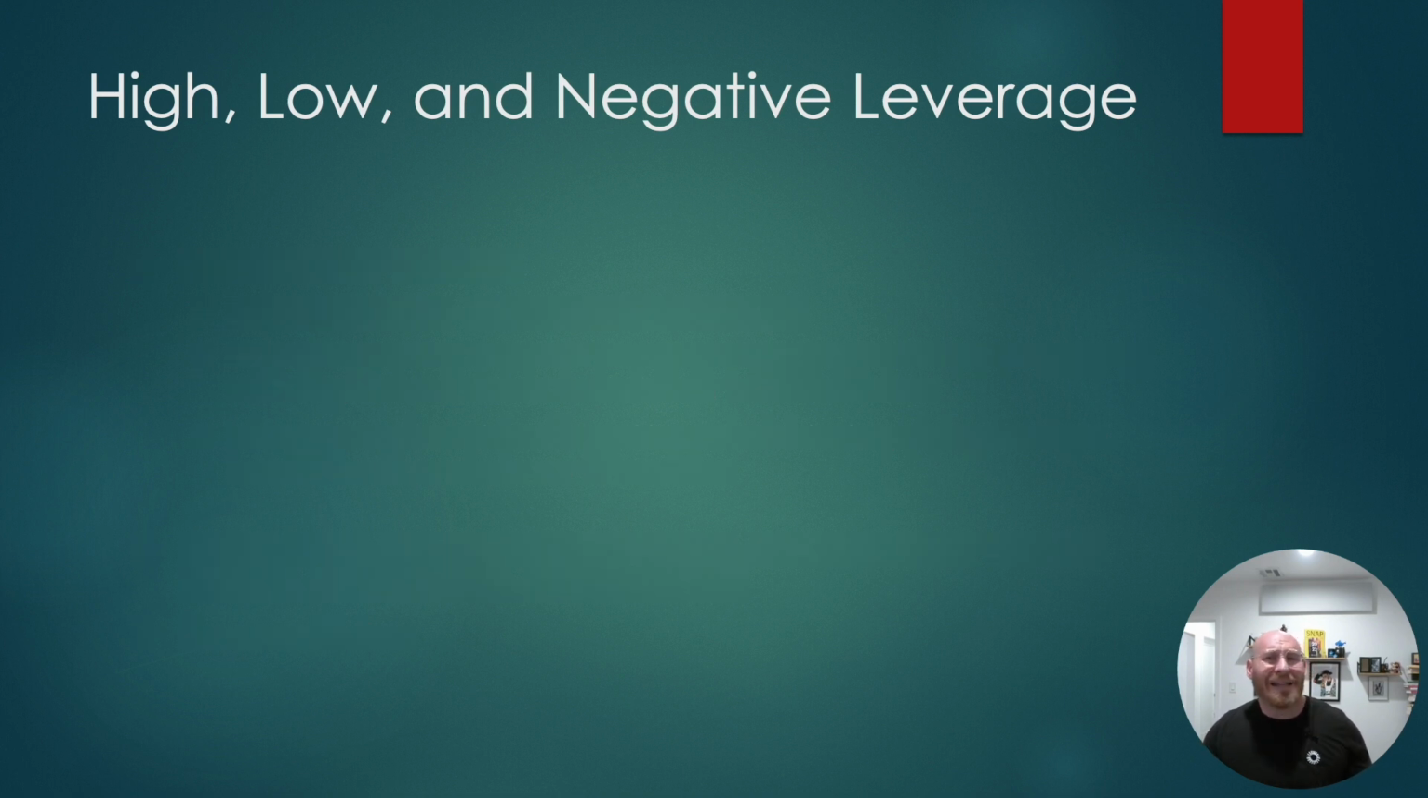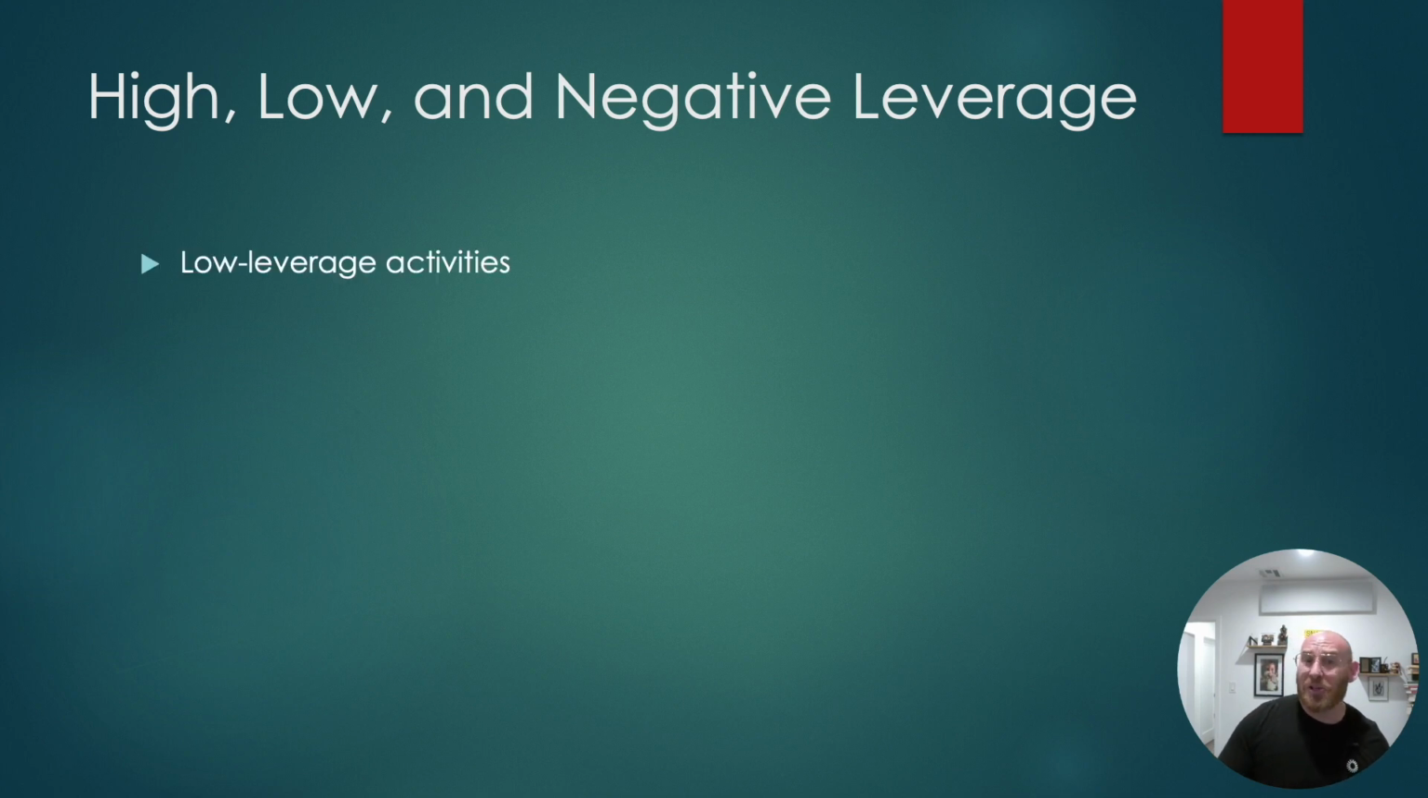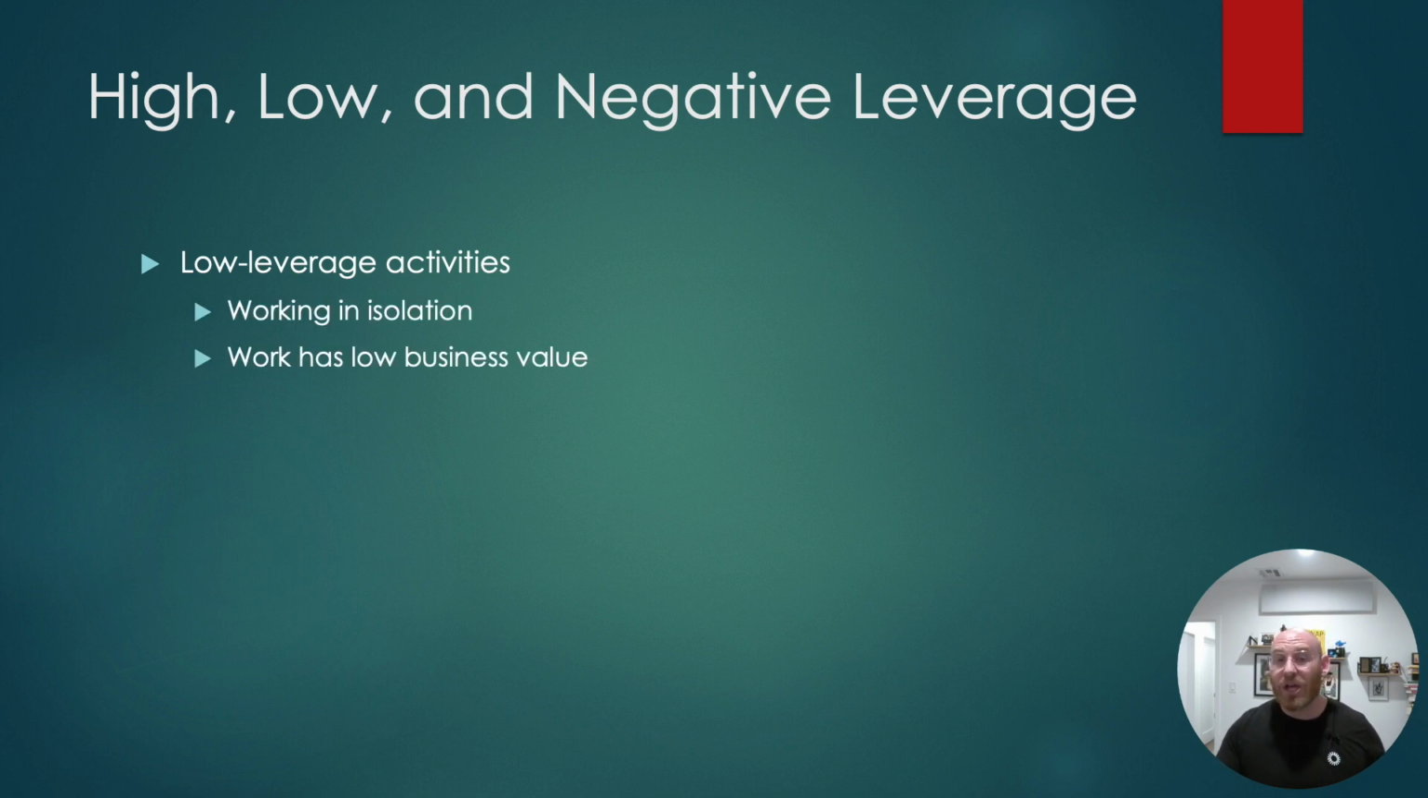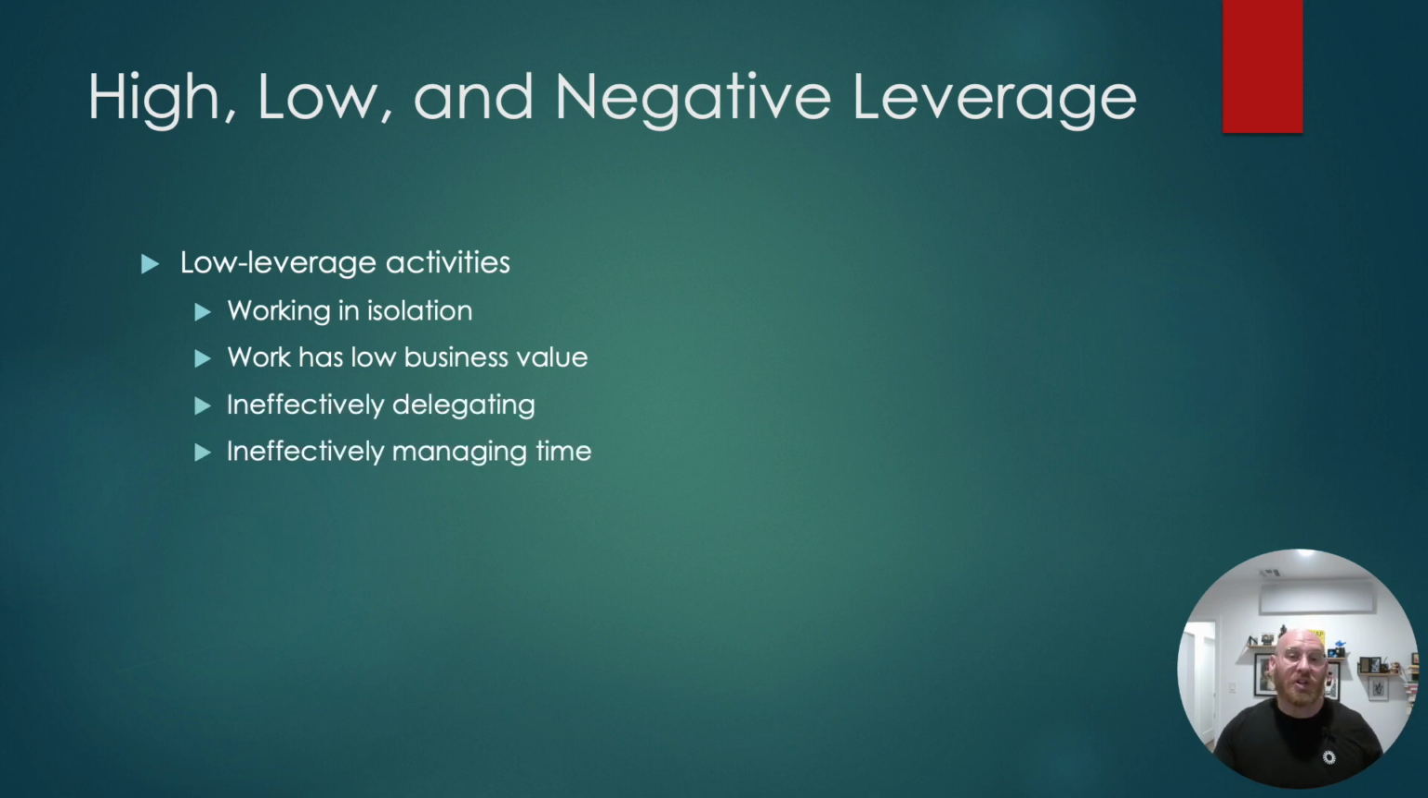So if there are high leverage activities, it stands to reason that there are low leverage activities too. Low leverage activities are best described as activities where the input and output are one-to-one. Low leverage activities are achieved when working in isolation, when work has low business value, when you're ineffectively delegating, and when you're ineffectively managing time.